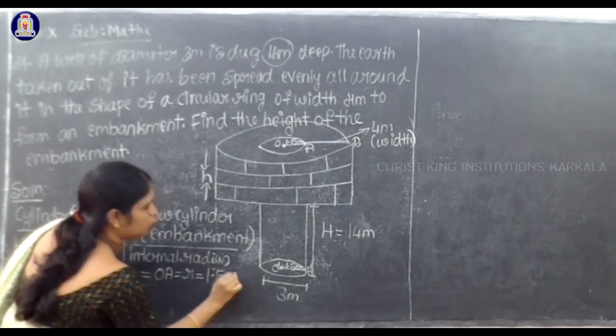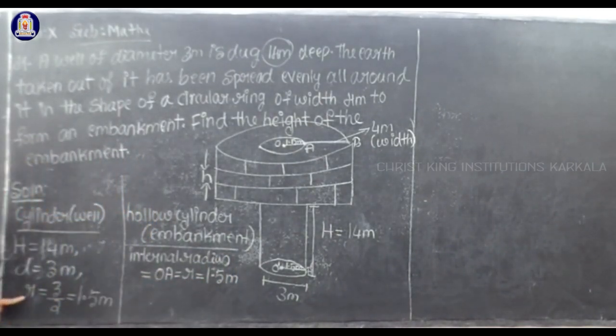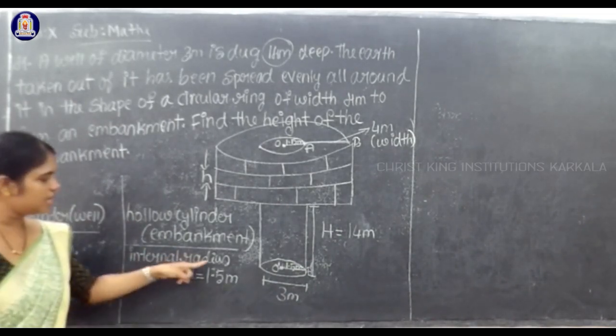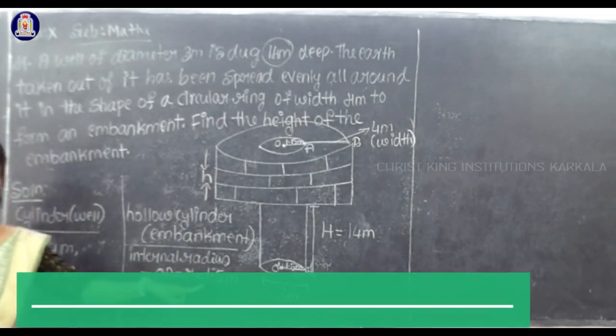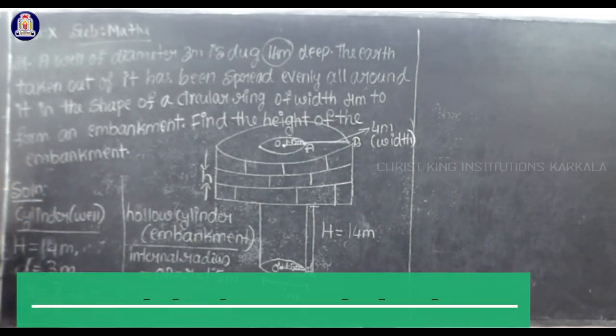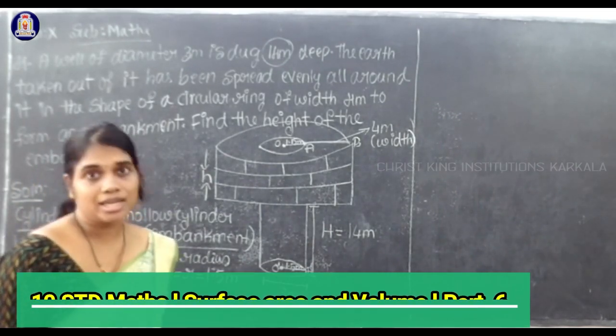1.5 meter. So why do I use the same letter? Because the radius of the cylinder is also 1.5 meter. Again the internal radius is also equal to 1.5 meter. So therefore I will use the same symbol r only. So next, one more radius, that is external radius.